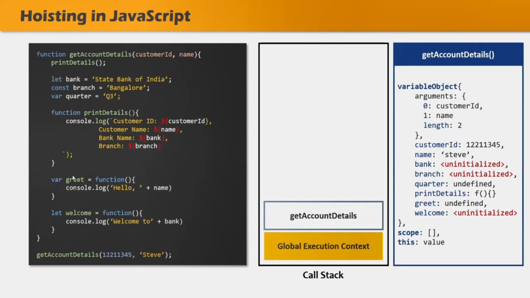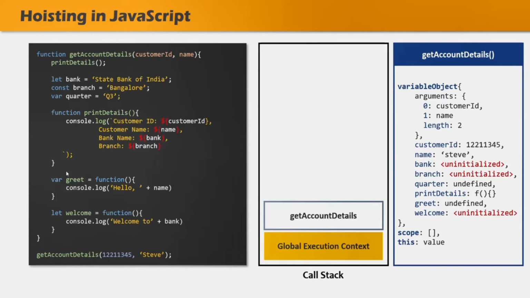So in this case, when the JavaScript engine starts executing this code, it will see that at the very first line we are trying to call this print details function. So the JavaScript engine is going to go to the execution context of this get account details function. There, in the variable object, it will check if we have any property called print details. We do have a property called print details, and it is storing a pointer to this function definition. So when we call this print details function, it will be called and executed.